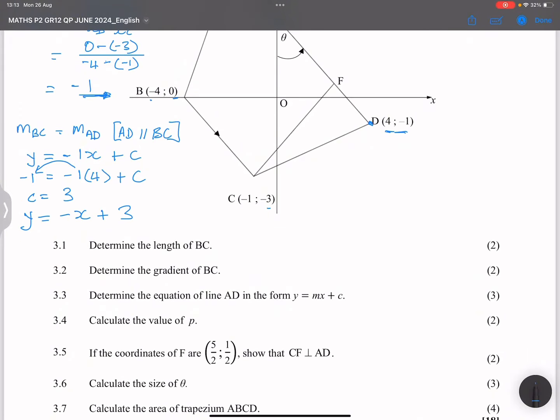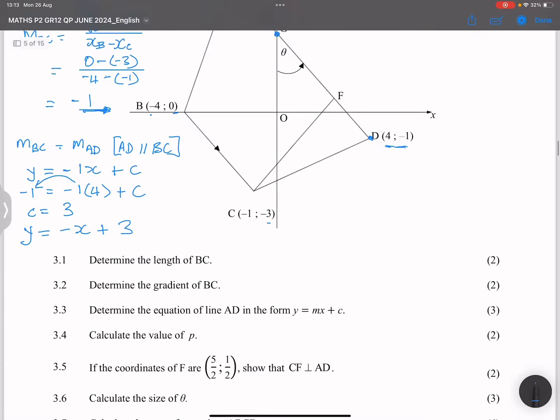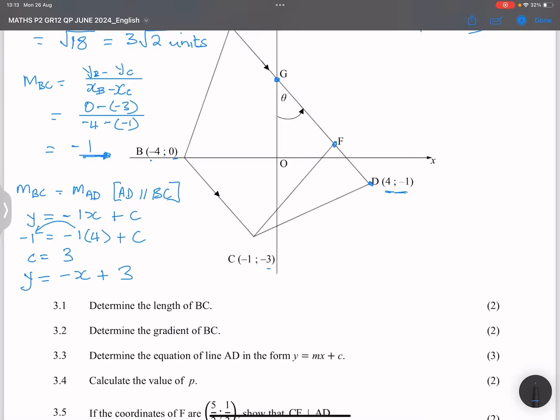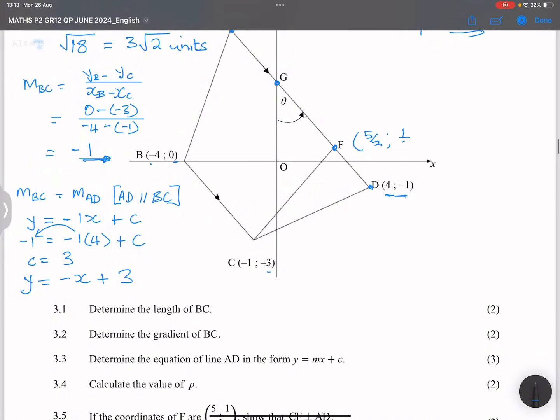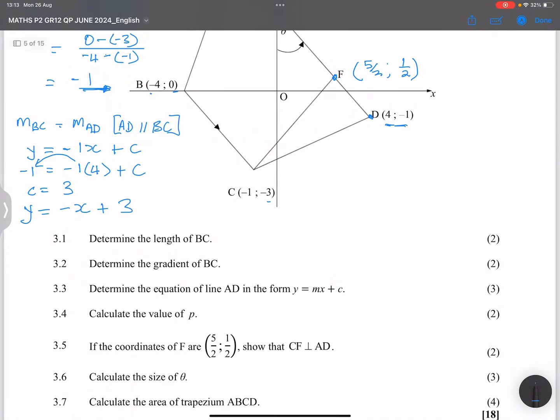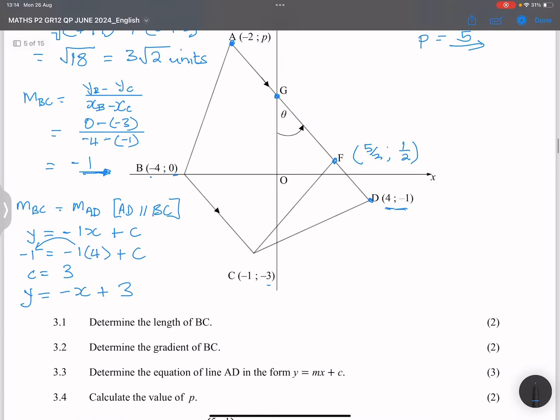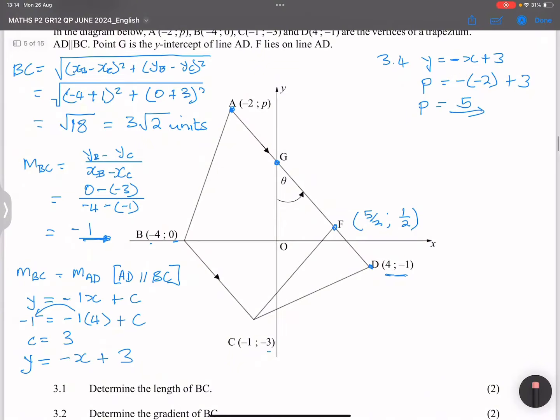They say if the coordinates of F are 5 over 2 and 1 over 2, so F is that point over there, show that CF is perpendicular to AD. Now, ladies and gents, we already know the gradient of AD is equal to negative 1, right? You remember we found that line there. So let's find the gradient of CF. And remember, if lines are perpendicular, the product of their gradients will be equal to negative 1, right? So we're going to look for the gradient of CF.